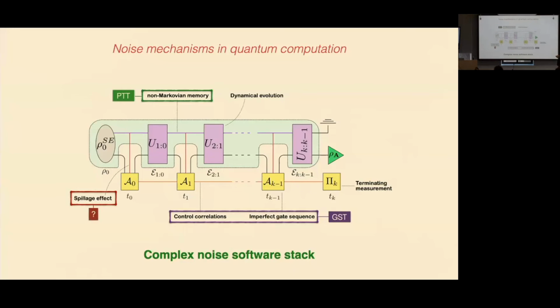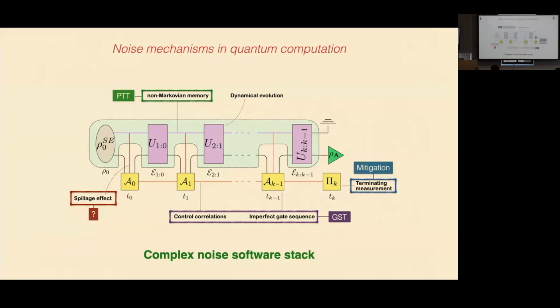But then we have things like spillage errors that we don't really know how to talk about. In other words, every time you apply a control operation on your system, you also affect your environment. This happens naturally in continuous variable GKP encoding. And you get this mode entanglement that you don't quite know how to deal with. The gauge mode, as they call it. And then there's issues of terminating measurements, but one can apply noise mitigation techniques there.